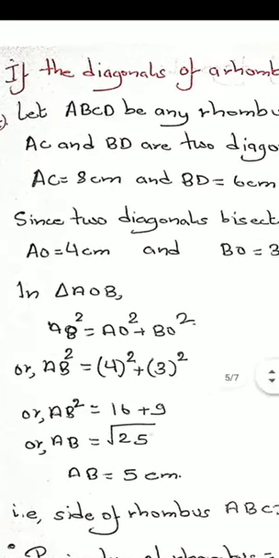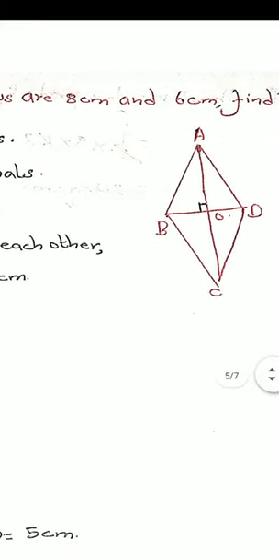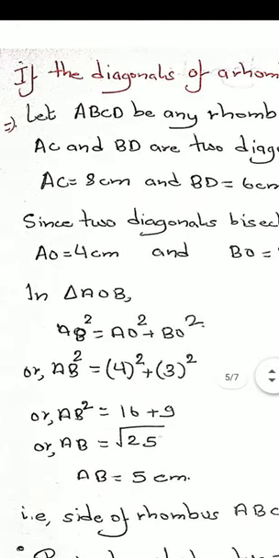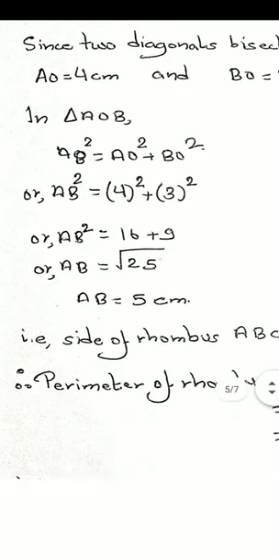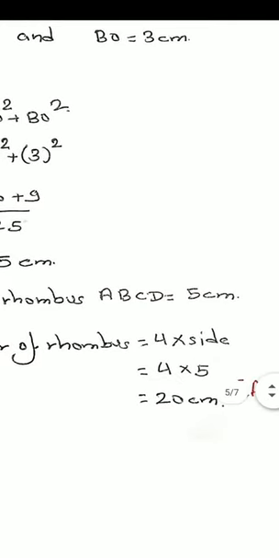Now in triangle AOB, remember what my goal is. I'm trying to find the length of the side of this rhombus, because if I have the length I can easily find its perimeter. So consider triangle AOB, which is a right angle triangle. So can I write the longest side, that is AB square equals AO square plus BO square, using Pythagoras theorem. So in triangle AOB, AB square equals AO square plus BO square, or AB square equals 4 square plus 3 square, or AB square equals 16 plus 9, or AB square equals 25, AB equals 5 centimeter. So the side of rhombus ABCD equals 5 centimeter.